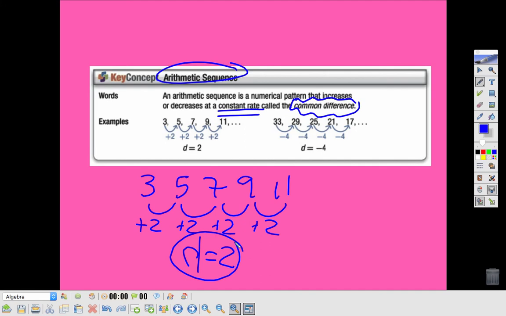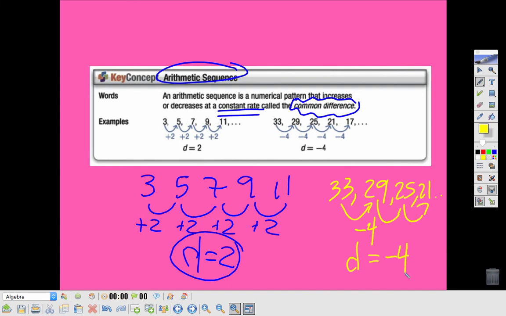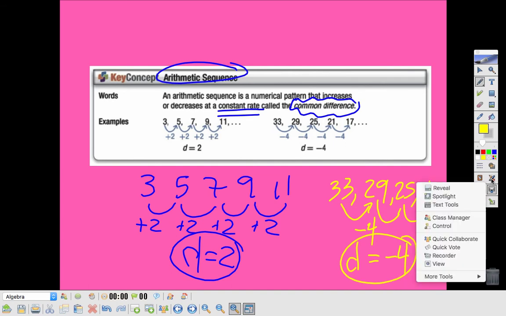Because what are you doing each time? You're adding 2. So we're really working with patterns and finding what their common difference is. So if we look at the next one, we go 33, 29, 25, 21, ... What are we doing each time? Minusing 4. So the common difference, the D, is negative 4 because you're subtracting each time.